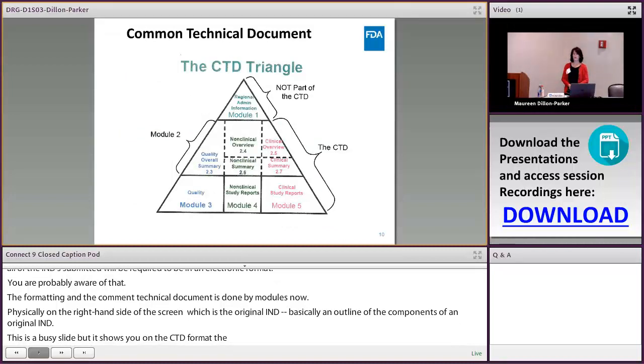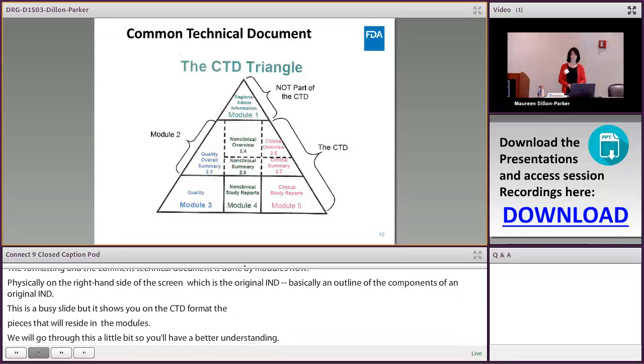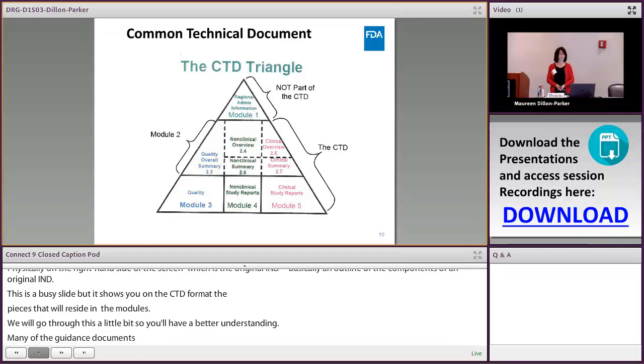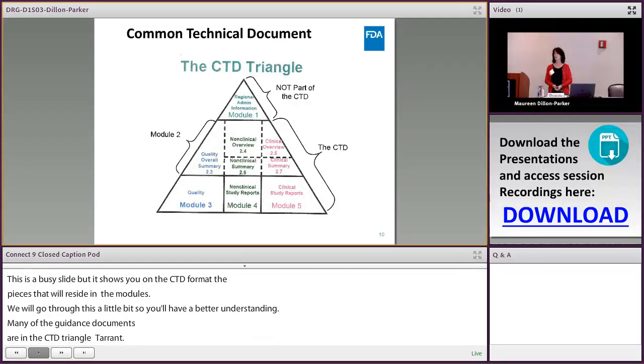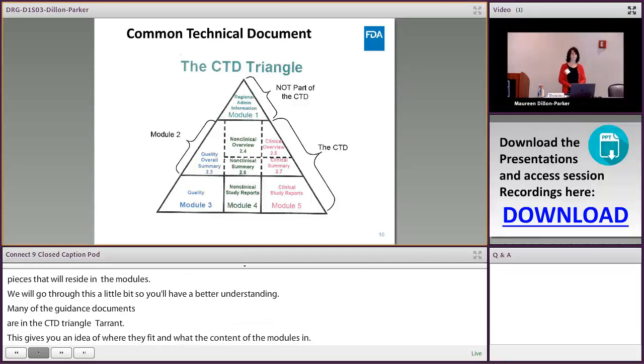And in many of our guidance documents, what you'll see is what they call the CTD triangle, which gives you an outline of where the modules fit for the CTD and what the content of each one of those modules is. The module at the top is Module 1, which is technically not part of the CTD. The CTD was created through a harmonization between the United States, Europe, and Japan to come up with a format.